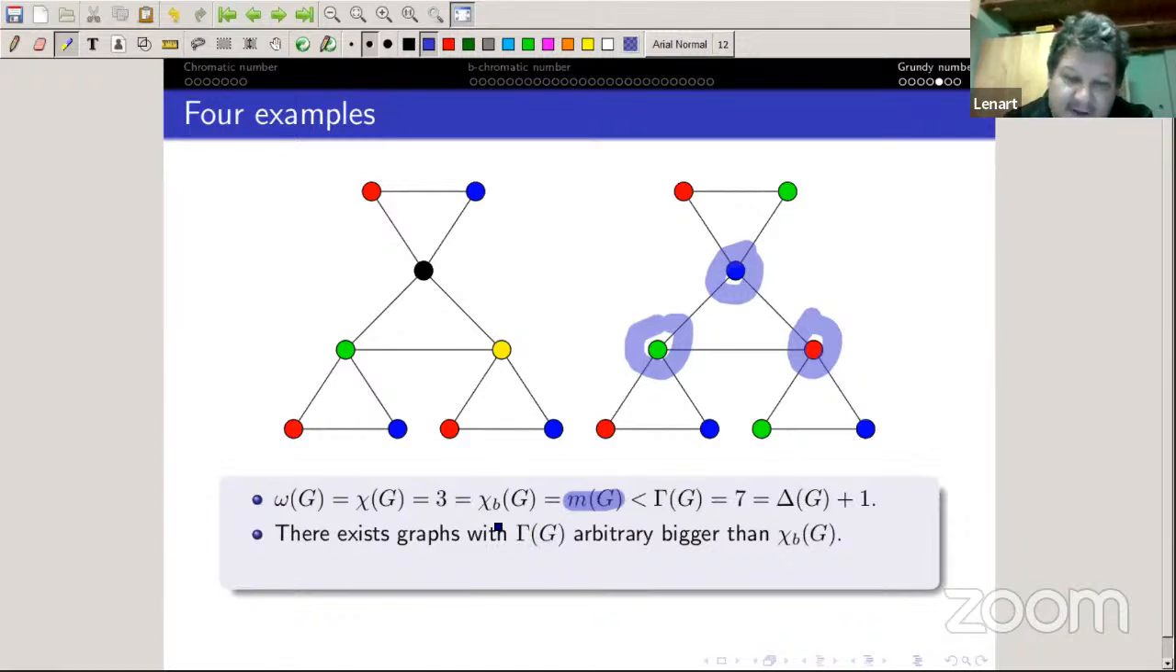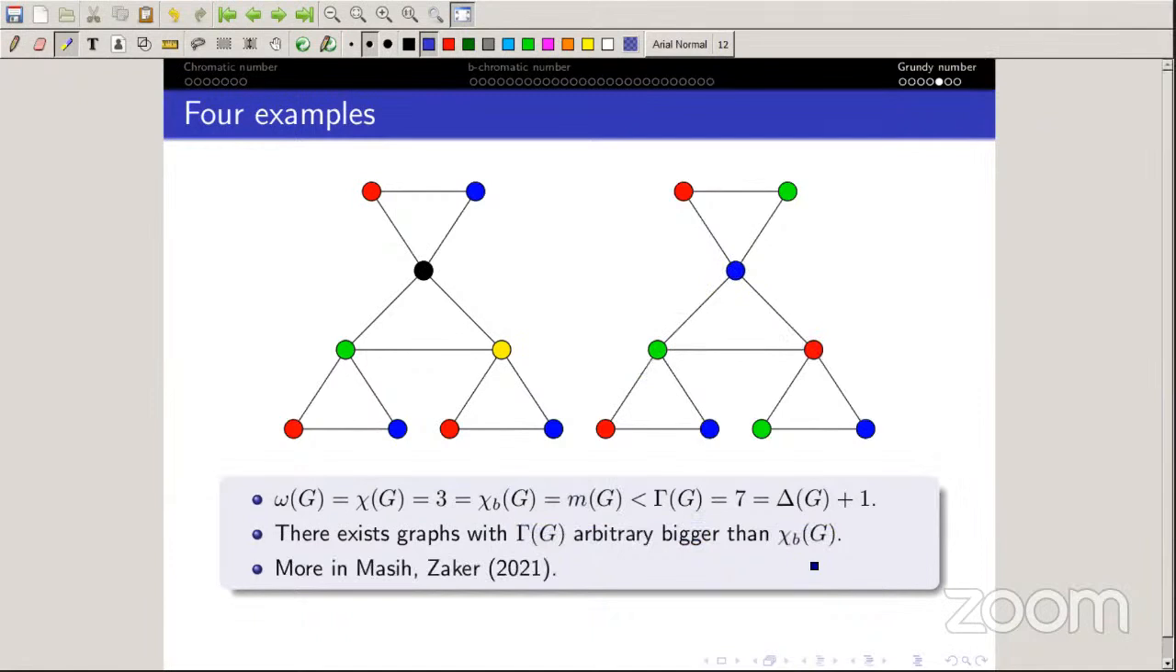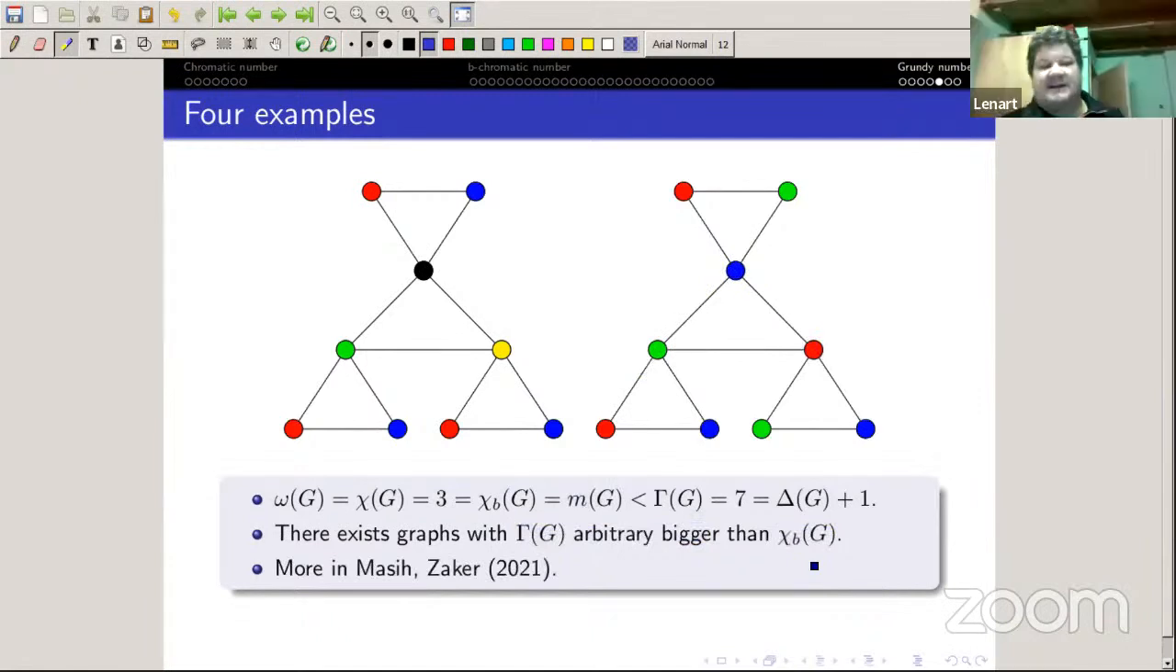So, by the way, there exist graphs with gamma of G, so the Grundy number, arbitrarily bigger than the b-chromatic number of G. You can find more in Matzich and Zacher.